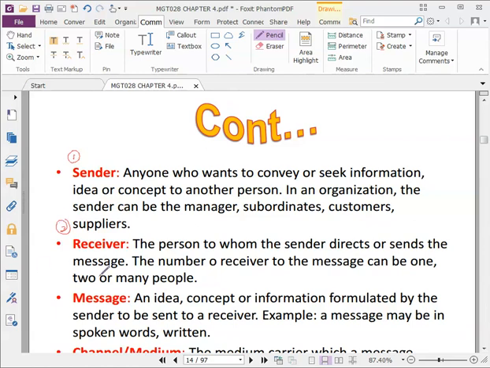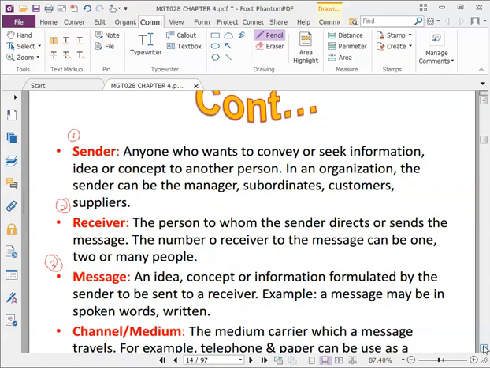Okay, so the third one is message itself lah. So message yang saya nak hantar tu apa dia? An idea, concept or information formulated by the sender to be sent to a receiver. For example, a message may be in spoken words or written. Okay. Contoh kalau kita guna medium WhatsApp group. Aduh, mengah lah saya. Okay. Kita boleh gunakan sama ada saya guna voice notes. Okay, that is spoken words. Ataupun secara message biasalah written. Okay. So next is channel or medium.